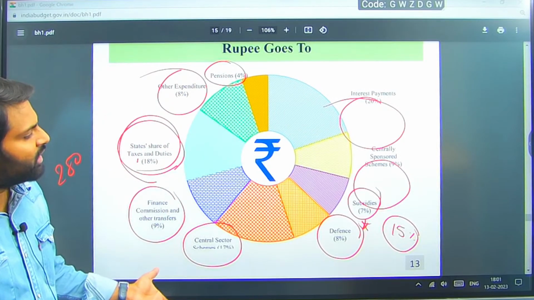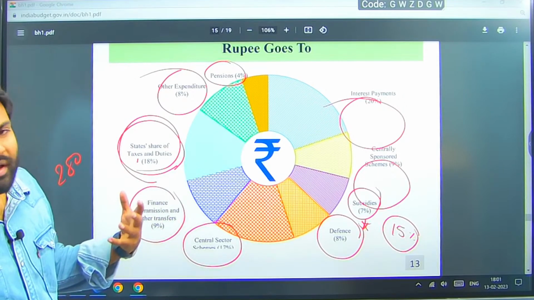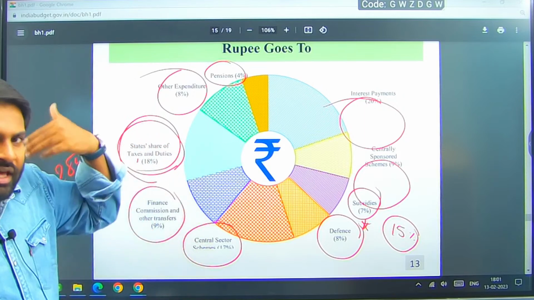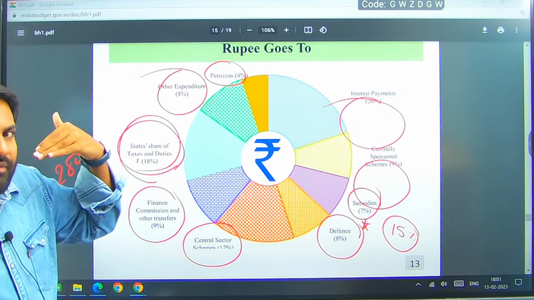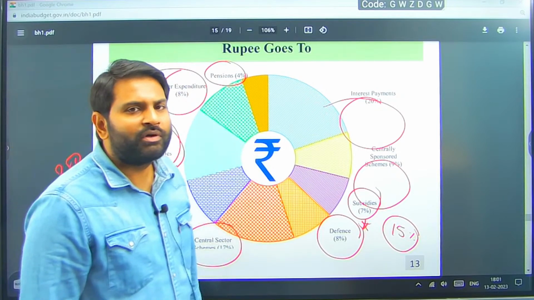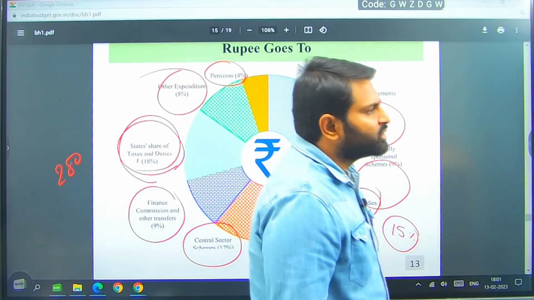This is where the money is going to, right? Where the money is coming from, where the money is going to. Most of the money is coming from there. Also you see 34% is coming from borrowings, 20% is going to interest payments. Now you will understand the importance of fiscal deficit, revenue deficit, primary deficit, all those things you will understand.